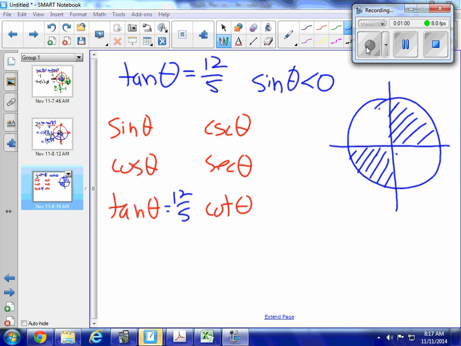But I know that sine is negative. So sine is positive in quadrant 1. So I know that I am going to have my angle in quadrant 3, and I'll just kind of draw it in right like that. It doesn't really matter what it looks like. But once I figure out what quadrant it's in, then a good thing to do is to fill in where you're going to have negative signs.